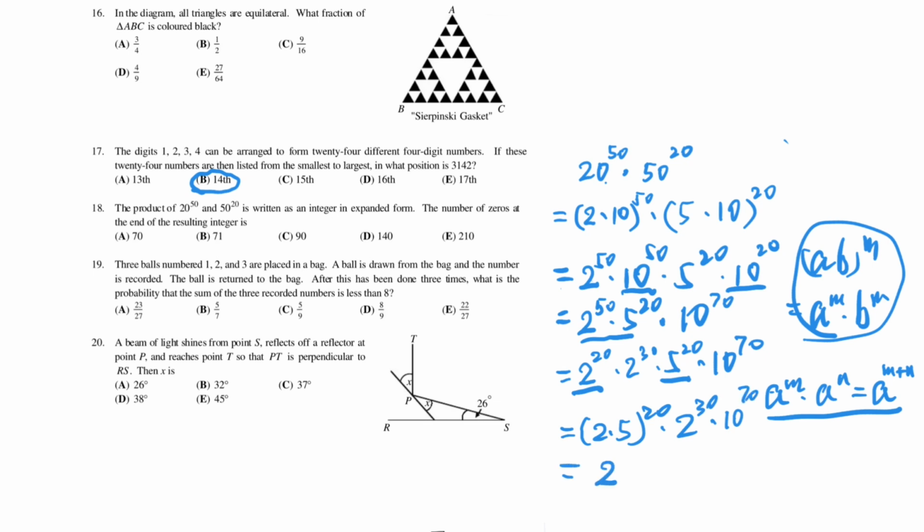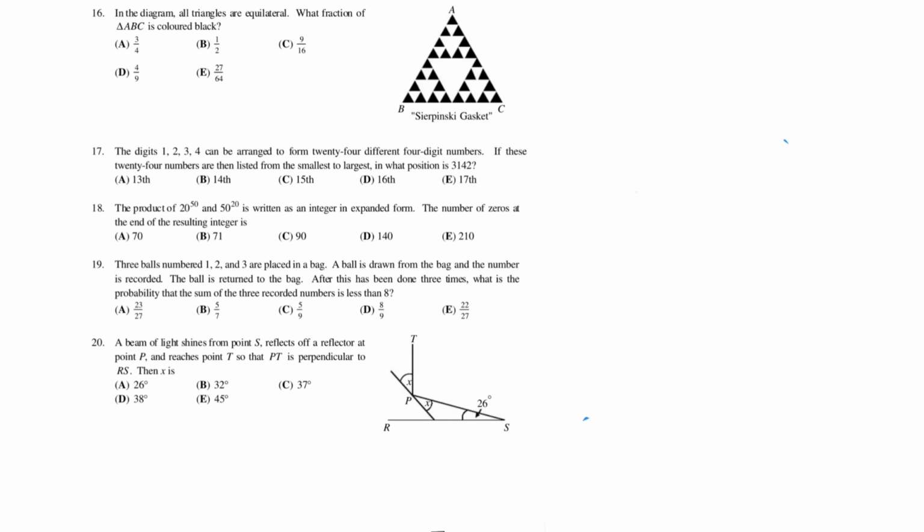Now we move the 2 to the power 30 to the front. And 2 times 5 is 10. 10 to the power 20 times 10 to the power 70 gives us 10 to the power 90. The question asks the number of zeros at the end of the resulting integer. 2 to the power 30 has no ending 0, but 10 to the power 90 gives us 90 terminal zeros. So this is the answer C.